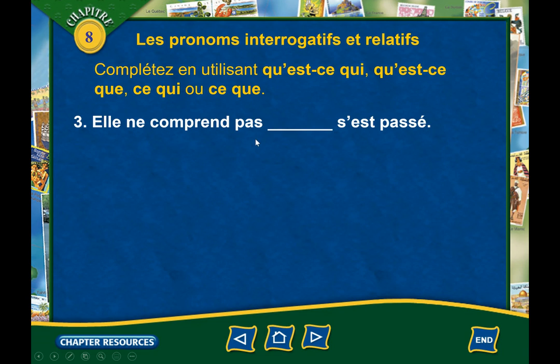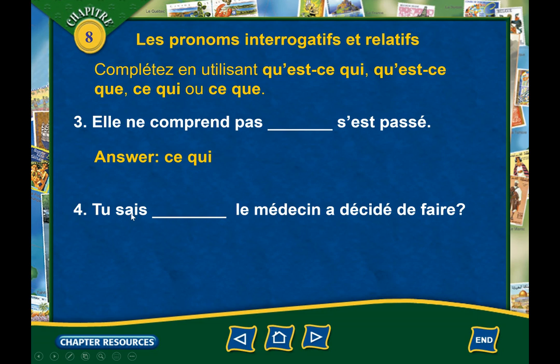Elle ne comprend pas. She doesn't understand. And now we're going to say what happened. So we have two separate clauses. I've got to use a relative pronoun in the middle here to connect them. Here I have the verb s'est passé. There's no subject. So I'm going to use ce qui. Elle ne comprend pas ce qui s'est passé. She doesn't understand what happened.